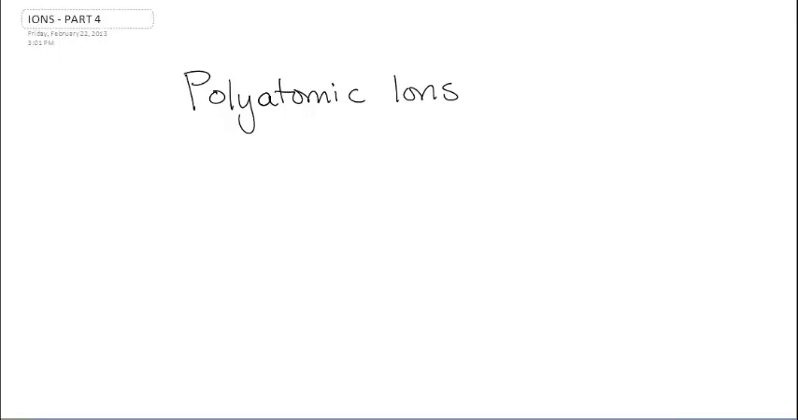So polyatomic ions are a new type of ion that we're going to look at today, and you should be able to make some predictions from the name what a polyatomic ion is. So we have the prefix poly. Poly, you should know, means many, just like polyunsaturated. And atomic, well, that refers to atoms. And so when we're talking about polyatomic ions, what we're talking about are ions that have more than one atom in them. And I'll give you an example.